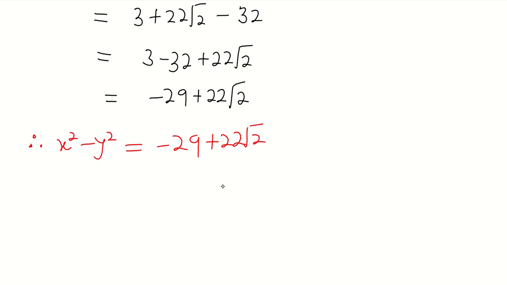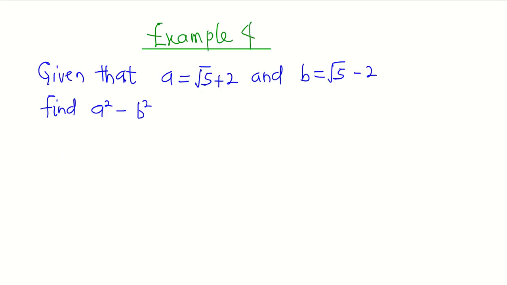Now let's tackle the next example. In example 4, it says that given that a is equal to square root of 5 plus 2 and b is equal to square root of 5 minus 2, find a squared minus b squared. We can also see clearly that there is a difference of 2 squares here, which means this is coming from the expansion of a plus b multiplied by a minus b. Now we can put this into practice.